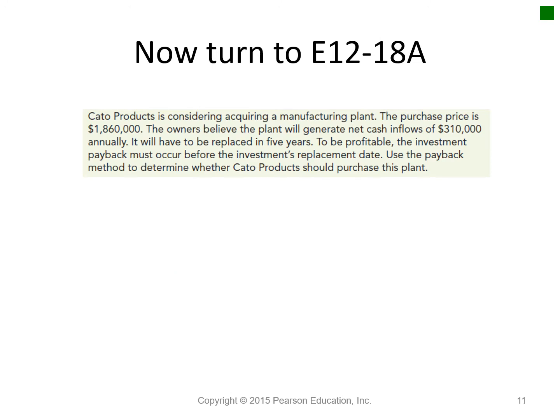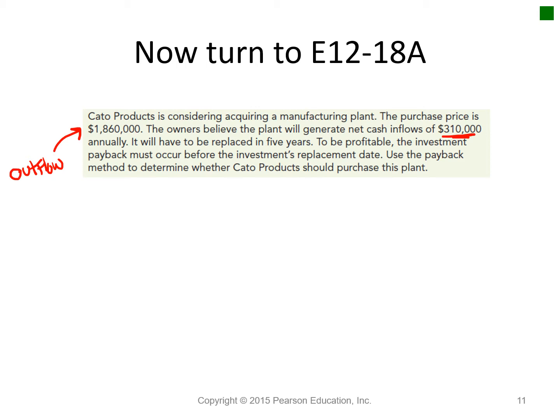All right, so now let's look at an illustration from your textbook. This is exercise 12-18A. Cato Products is considering acquiring a manufacturing plant. The purchase price is $1,860,000. If you stop right there, that's your investment, so that's a cash outflow, a cost. The owner believes that the plant will generate net cash inflows of $310,000 annually.